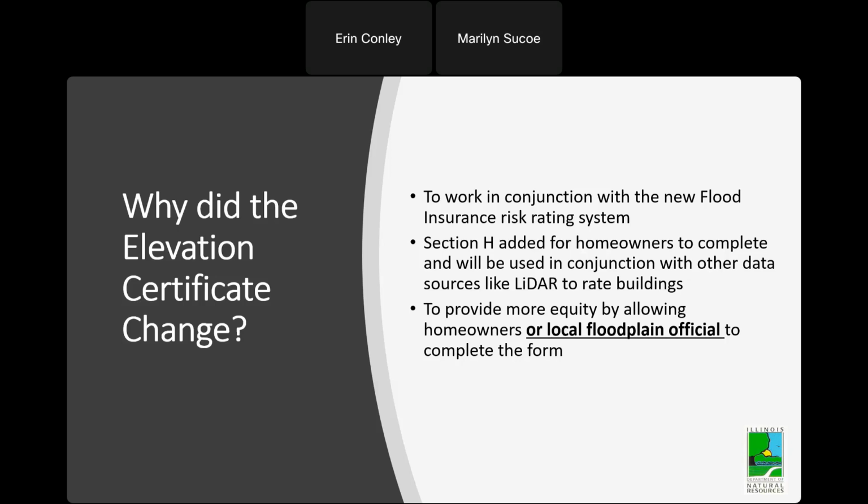So how is an elevation certificate, or why did I'm sorry, my screen did not change. I am not sure what's happening, folks.